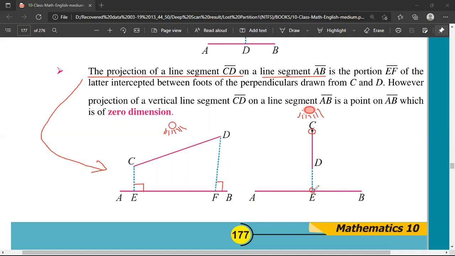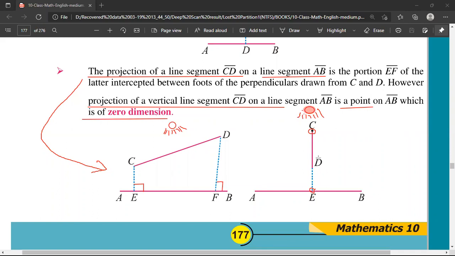So if I read from the statement, what is meant by zero dimension: the projection of a vertical line segment CD on a line segment AB is a point on AB which is of zero dimension. Fine. So this will become a zero dimension. So point E will be only a point. Because of this only point, we will say that the projection of CD, if it is in vertical position, will be only one point, and the point will be called zero dimension. So this is the explanation of zero dimension.